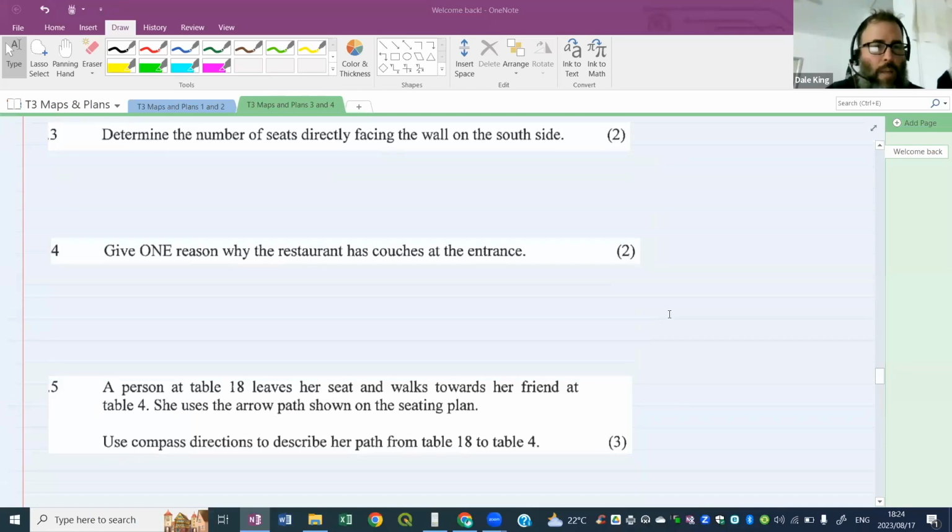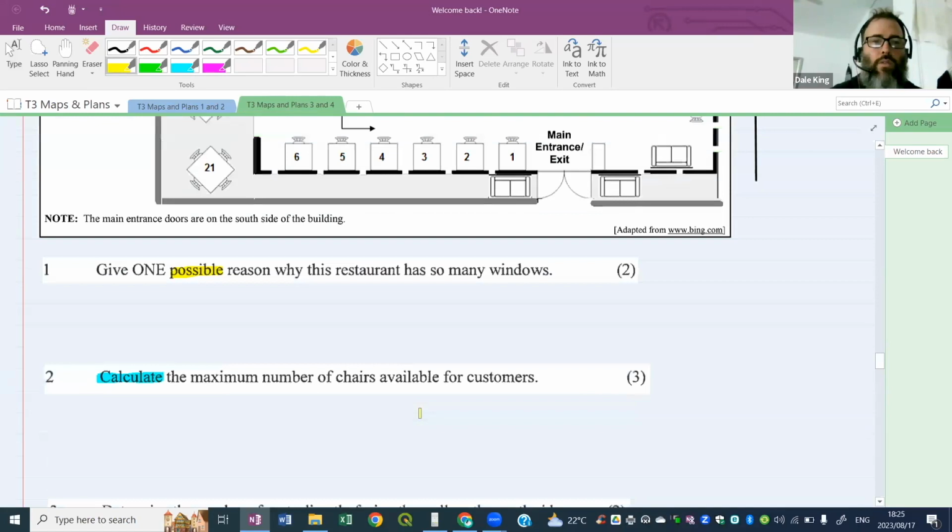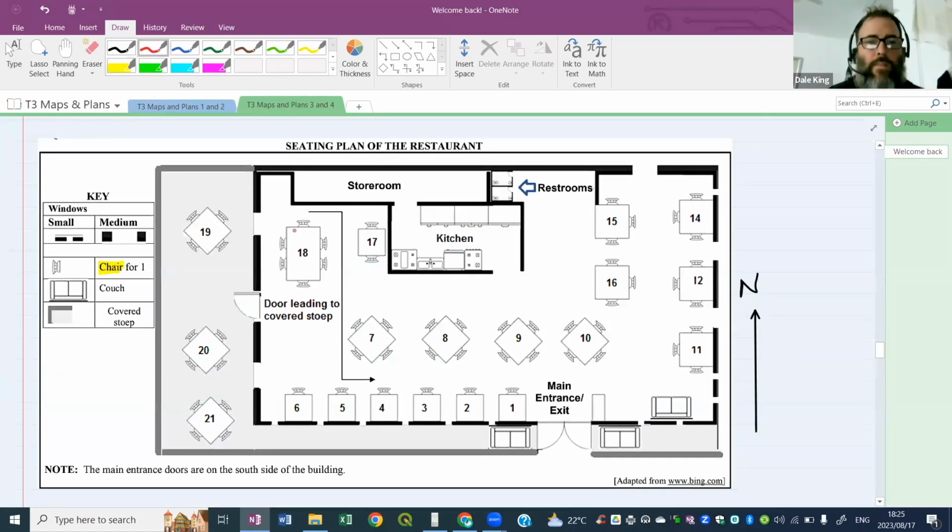Let's see. More marks. A person at table 18 leaves her seat and walks toward her friend at table 4. She uses the arrow path shown in the seating plan. Use compass directions to describe. You see that word? Describe. So you've got to write sentences to describe her path from table 18 to table 4. So let's have a look where this is. Here we have table 18. And here we can see the arrow that they were talking about. And this person needs to get to table 4. Use compass directions to explain or describe the path that this person is taking. So giving you the path there, you've got to attach compass directions to this. Who would like to try this one?